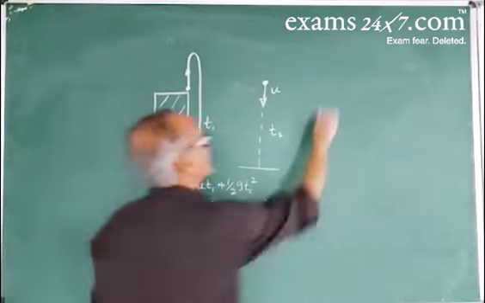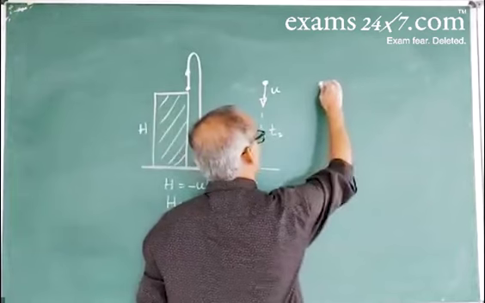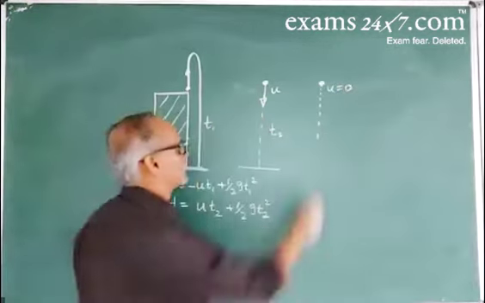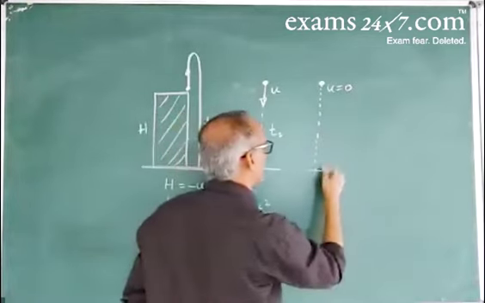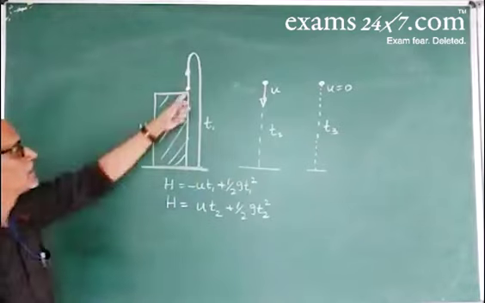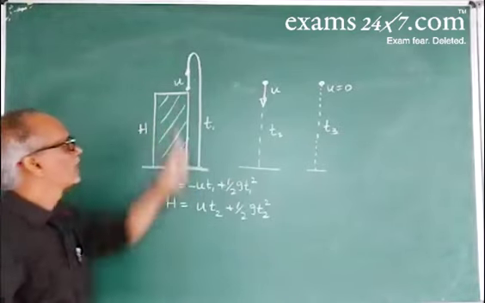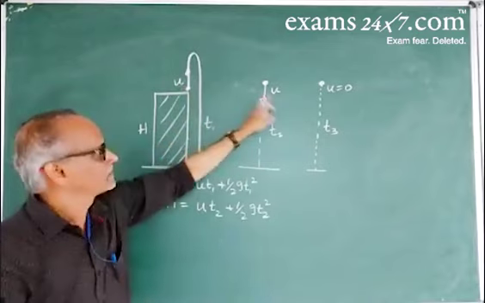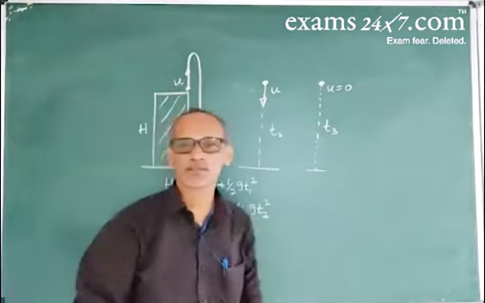And in the third case, if the same stone is dropped, that's u equal to 0, and then it takes time t3. So it's thrown here with a velocity u. Here it's thrown downward with the same velocity, and then later it is allowed to fall free.